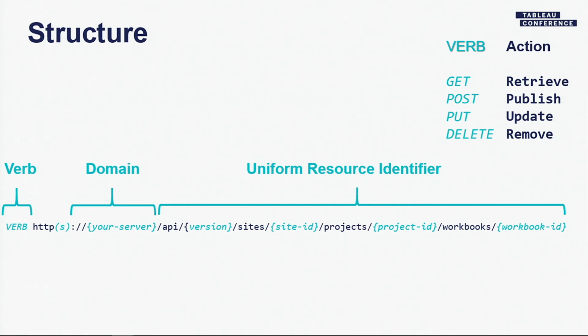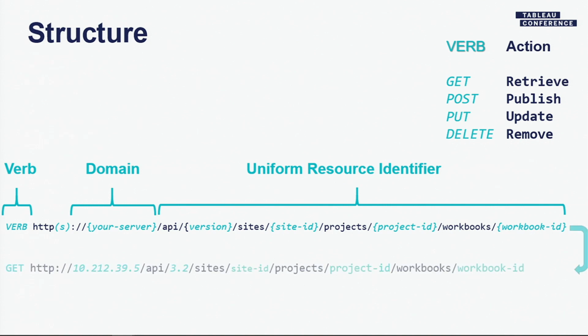Right? So if we take an example, and I'm a manager, I want to retrieve some information, let's say about all of the different workbooks that I've got in one particular site. Well, the request would look something similar to this, where first I'll start with get, because I'm trying to retrieve information, followed by my domain name, followed by the API version, the site, project, and the specific workbook that I'm planning on retrieving information from. So again, let's jump into a demo to see what it looks like.